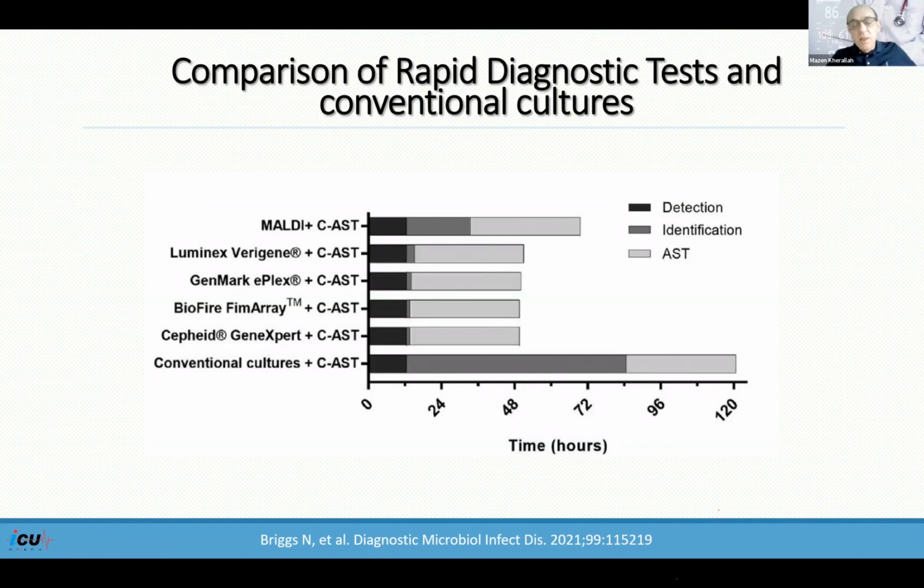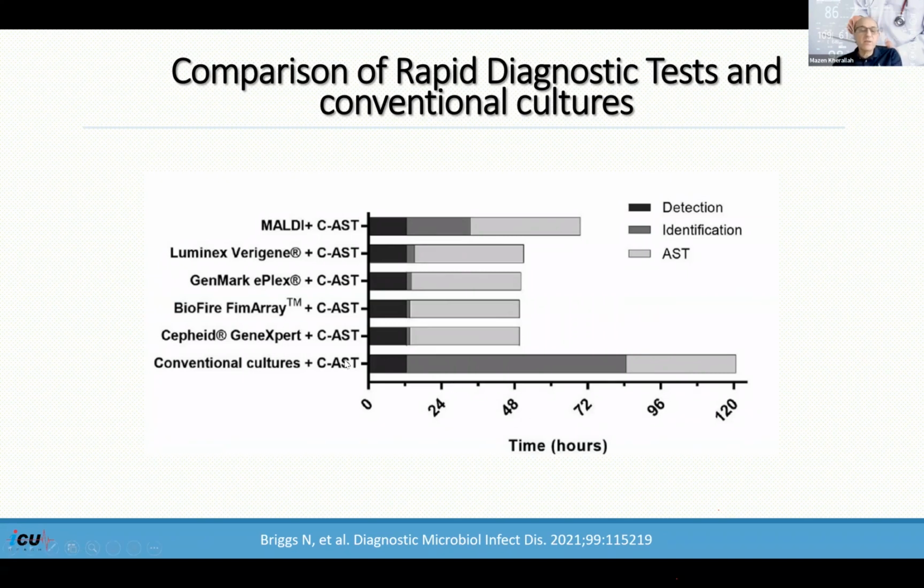it would take between 12 hours to 72 hours to identify the organism. And after that, it will take us another 12 hours to 48 hours sometimes to detect the susceptibility or the sensitivity to different antibiotics. So as you see here, the time may go up all the way to 120 hours with the traditional conventional methods.